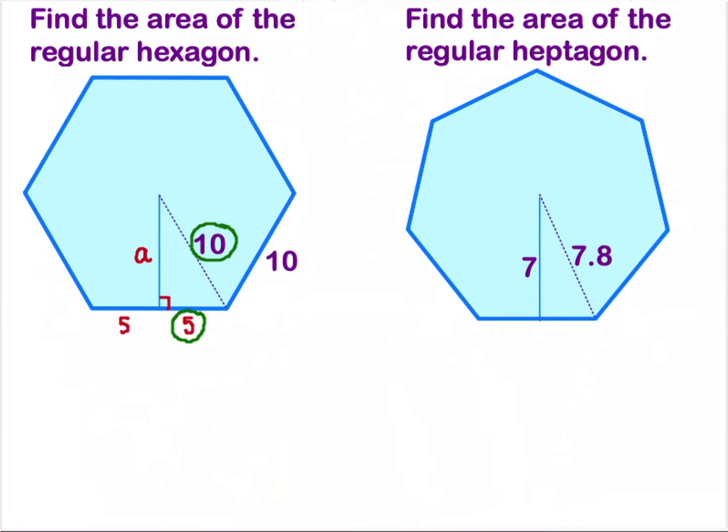So you could even skip the Pythagorean theorem and just write down 5 times the square root of 3 if you remember that stuff. That little trick really only works on hexagons, so in most cases you'll be stuck using the Pythagorean theorem. A squared plus b squared equals c squared.